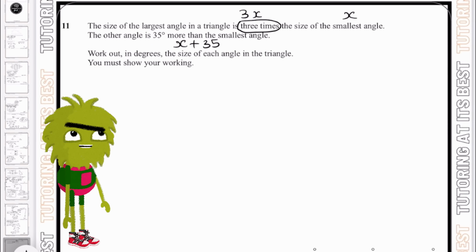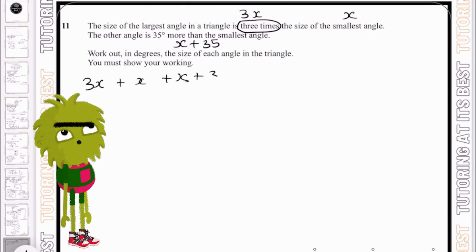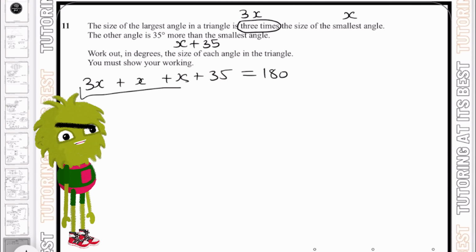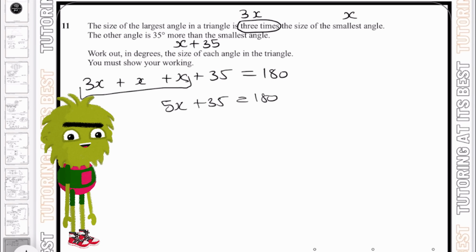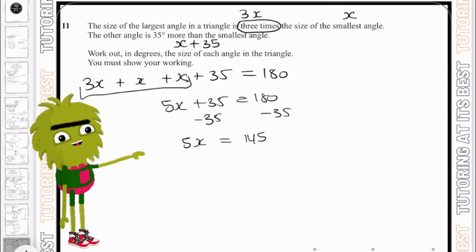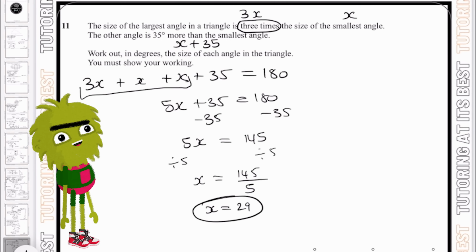So let's go ahead and put this all together. We'll have 3x plus x plus x plus 35. And again, because it's a triangle, we'll equal this to 180 degrees. We'll then simplify this, so we have 5x plus 35 equals 180. Before subtracting 35 on each side, we have 5x equals 145. Before dividing both sides by 5, we have x equals 145 divided by 5, and x equals 29.